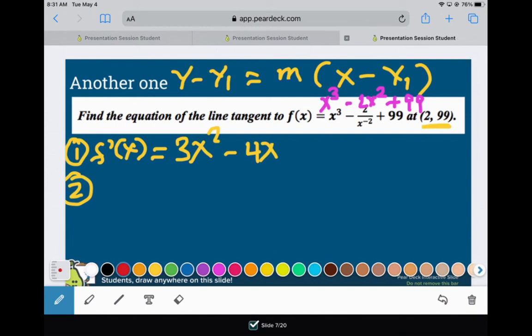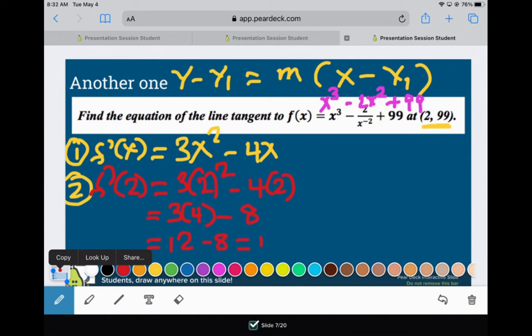2. Yes, that is correct. So I'm going to use 2. So f prime of 2. So 3 times 2 squared minus 4 times 2. This gives you 3 times 4 minus 8, 12 minus 8. So my slope is 4. This is my slope. That's the m.